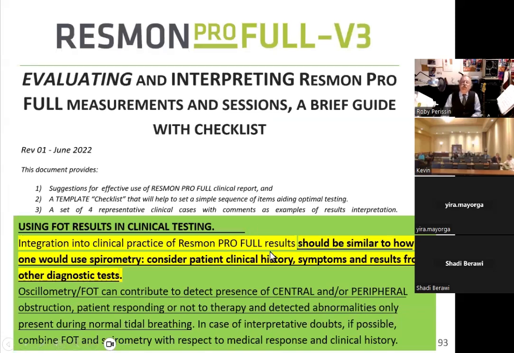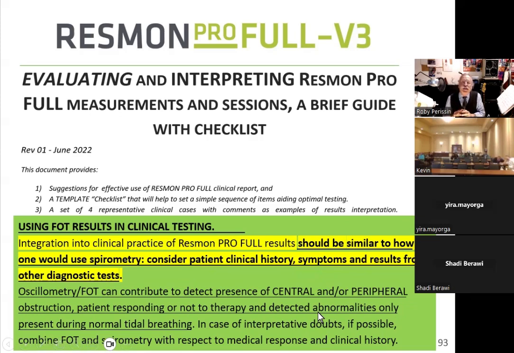And when I published that, physicians said, thank you, Roby. Now we know how to do it well. But how do we evaluate it? And here is an interesting summary that is very important to remember. Using oscillometry should be similar to how you would use spirometry. So as I said earlier, consider patient clinical history, symptoms, and results from other diagnostic tests, because oscillometry can detect presence of central and or peripheral obstruction, patient responding or not to therapy.